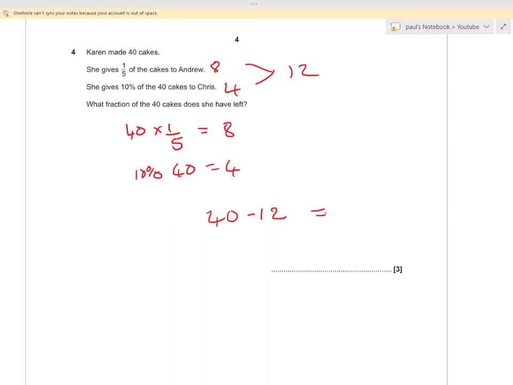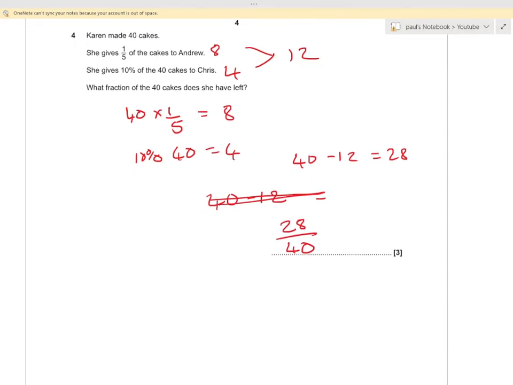Oh, hang on. We don't want the number of cakes, you want the fraction left. Yeah, 40 take away 12 is 28. So she's got 28 out of 40. Don't know whether we have to simplify that. No, because it's the 40 cakes.